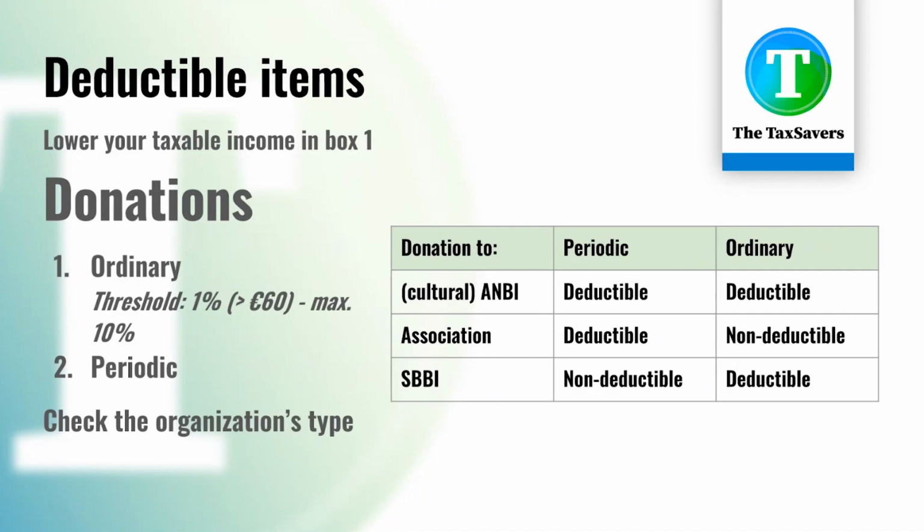With ordinary donations, the deductible amount should be at least 1% of your total income, with a maximum of 10% of your income. In contrast, with periodic donations for which you can provide a donation agreement, this threshold does not exist. Donations can be deductible if made to a certified organization in the Netherlands. The three types are public benefit organization, association, or social interest organization. The type of organization, along with the type of donation, determine if it's deductible.